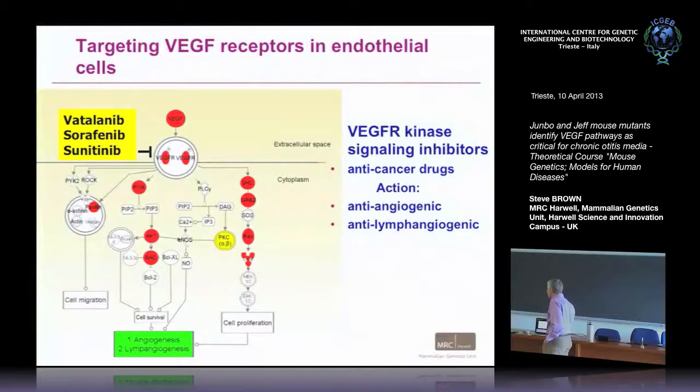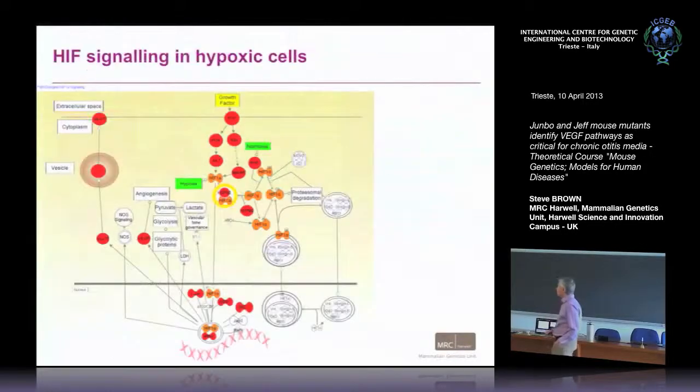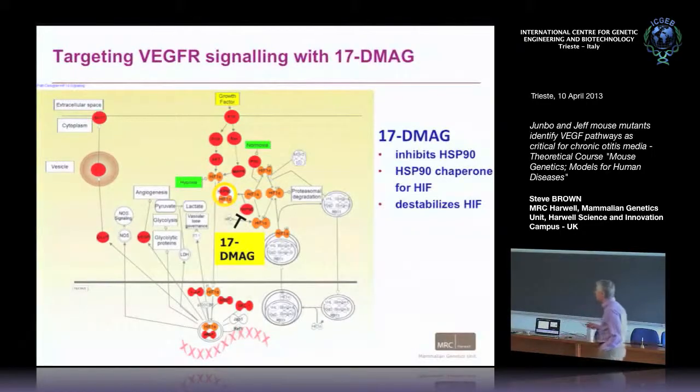There's another class of drugs that we also tried out on our mice, and that was because, of course, we know that the increased levels of VEGF are rising because of the hypoxia and the action of HIF. So we thought maybe we could target HIF signaling directly, and there's a particular compound called 17-DMAG. This inhibits a chaperone of HIF.